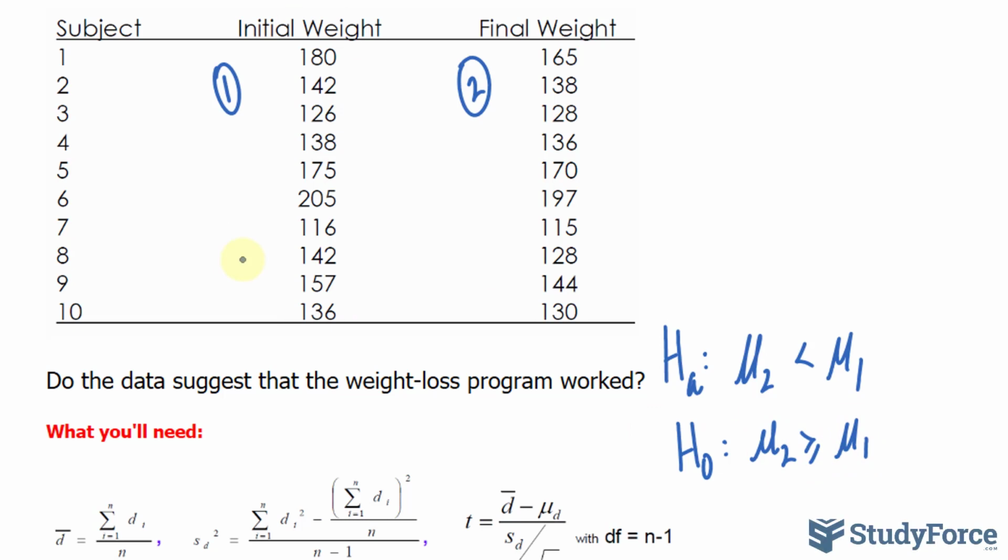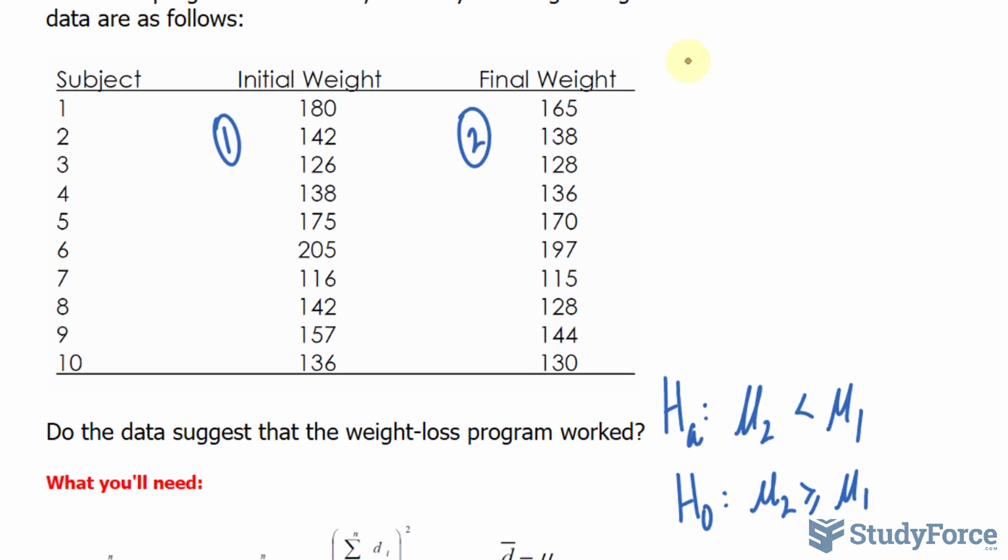Now, to approach a situation where we have two dependent populations, we have to find the differences between each of the data here. For example, I have to subtract this number from that, and the same thing for all of these relative to those. So I will make a new column called D for differences and subtract them. 180 minus 165 is 15. 142 minus 138 is 4. And the rest of the numbers should look like this.